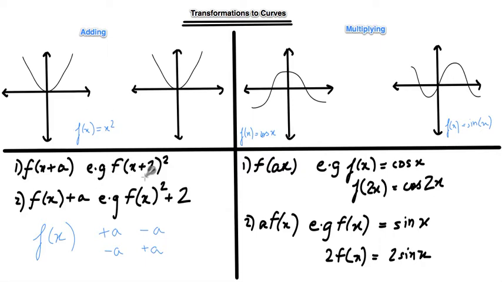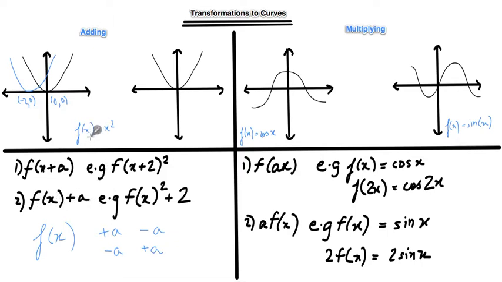So what will the transformed graph look like? It'll look something like this. That is, it has moved 2 units to the left. So what was originally (0, 0) has now become (-2, 0). So that's one transformation. Now the other transformation is f(x) + a.